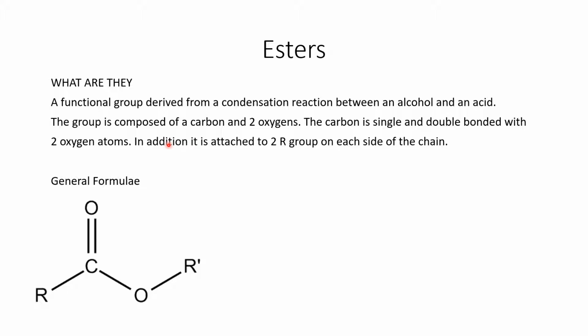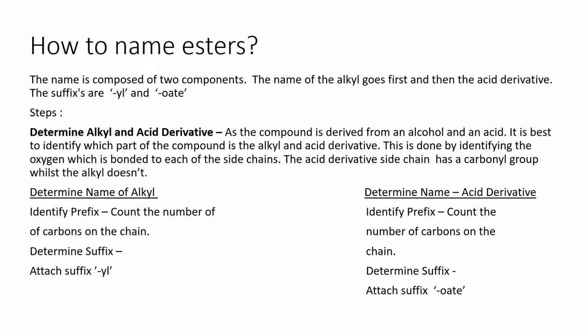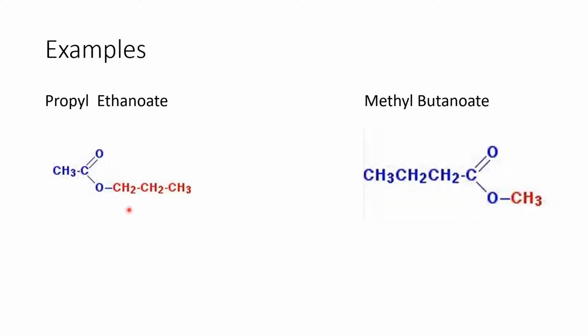When it comes to esters, essentially they are derived from a condensation reaction between alcohol and acid, and the group is composed of a carbonyl group, a carbon-oxygen single bond. The oxygen is attached to the R group, and the carbon is attached to the R group. It's fairly simple. For the alkyl, you just state the number of carbon atoms and then attach the suffix -yl.